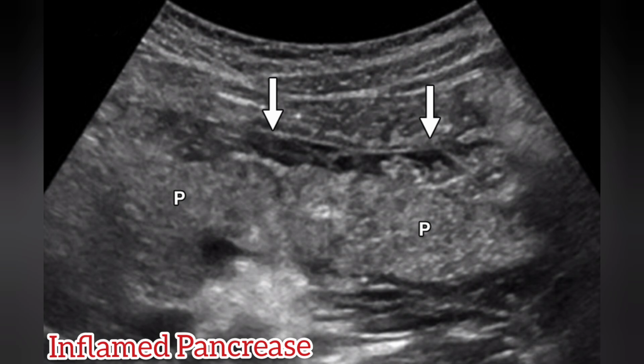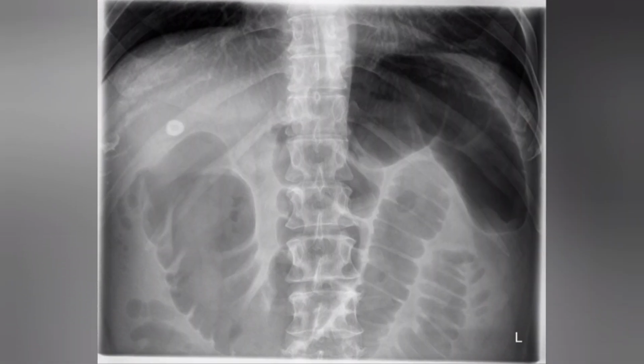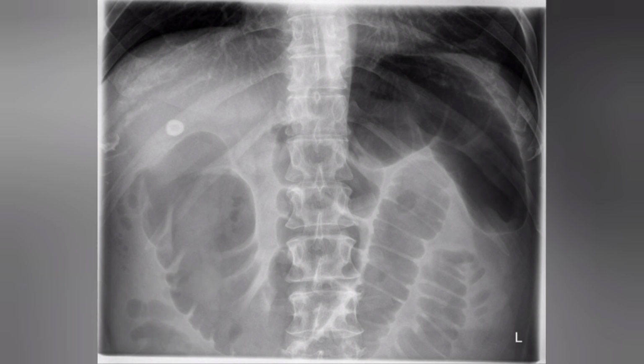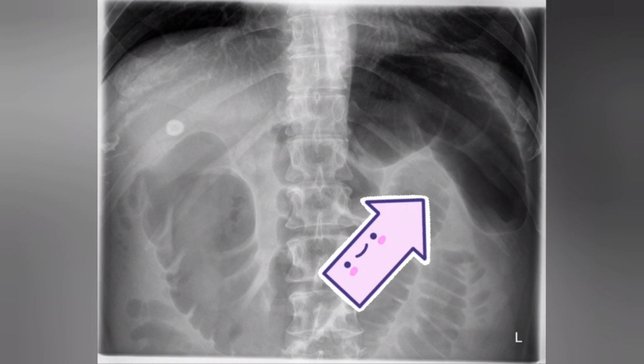Next, we got an X-ray of this patient. On the X-ray, usually three signs are positive. The most important sign is the colon cutoff sign. The second is the sentinel loop sign, and the third one is the pleural effusion. But on this X-ray, the colon cutoff sign is shown very clearly.